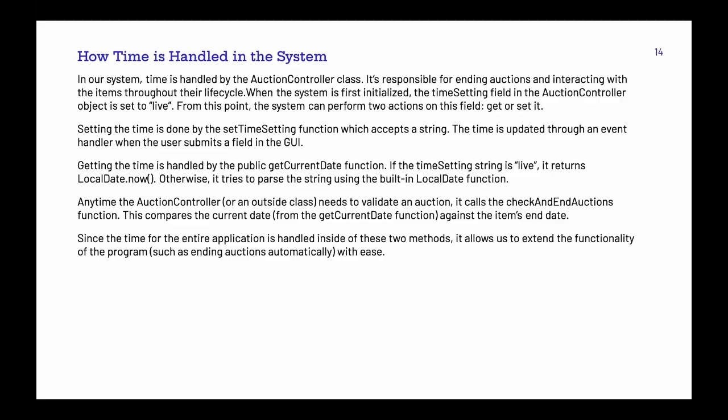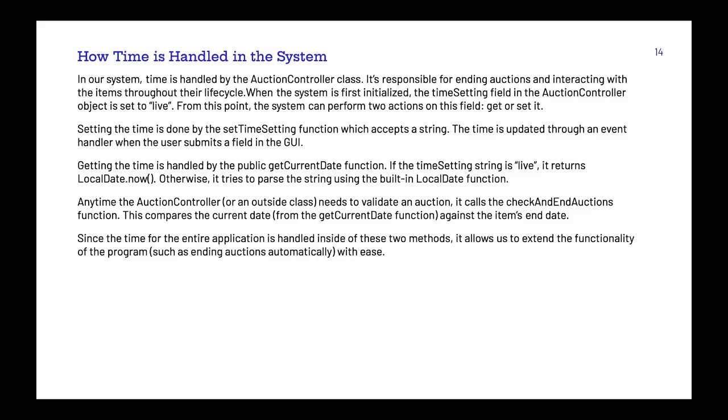We'll cover time management. In the system, the time management is handled by the auction controller class. It's responsible for ending auctions and interacting with the items throughout their life cycle. When the system is first initialized, the time setting field in the auction controller object is set to live, and from this point the system can perform two actions on the field. It can get it or set it.